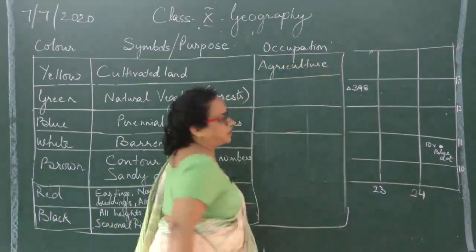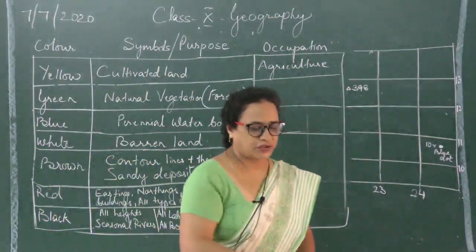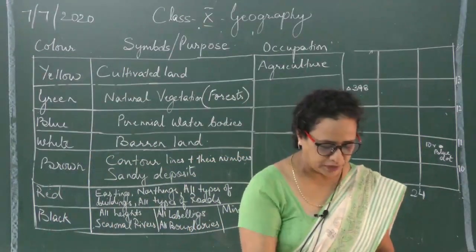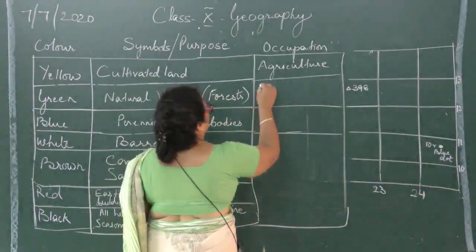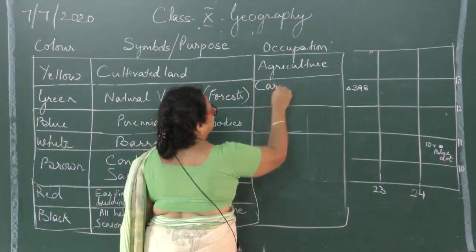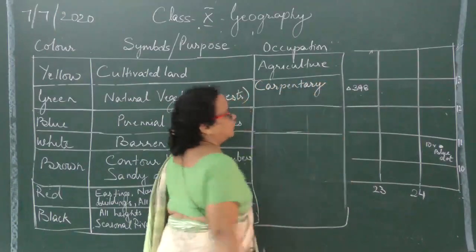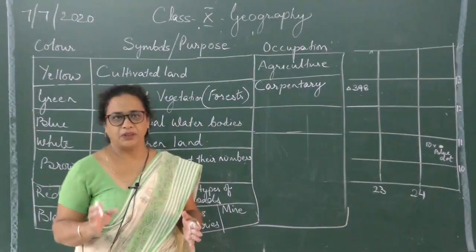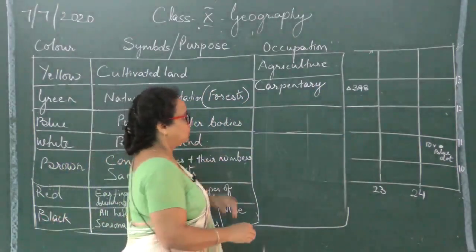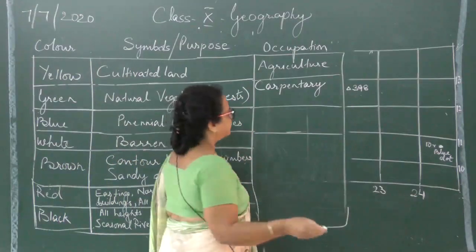Where natural vegetation is found, the colors are there, and you are asked what is the chief occupation of the people. You will write carpentry. You know what carpenters do? They make items from timber or wood. You will not write lumbering. Some books carry that word, that's not correct.